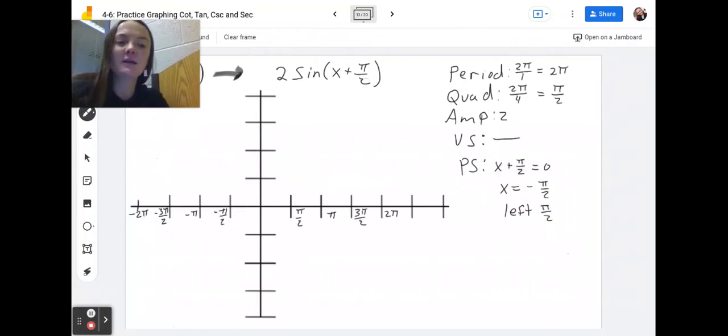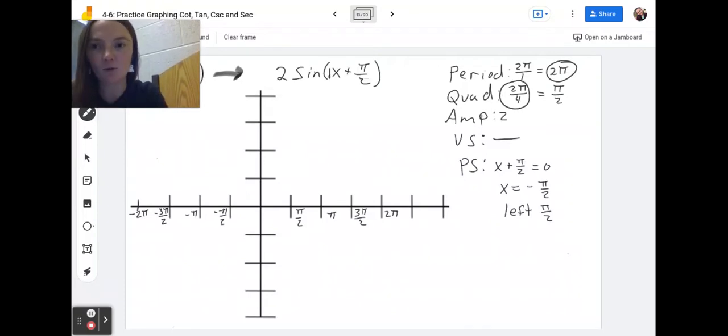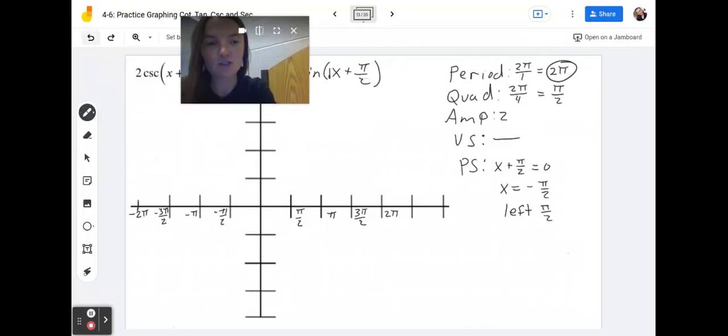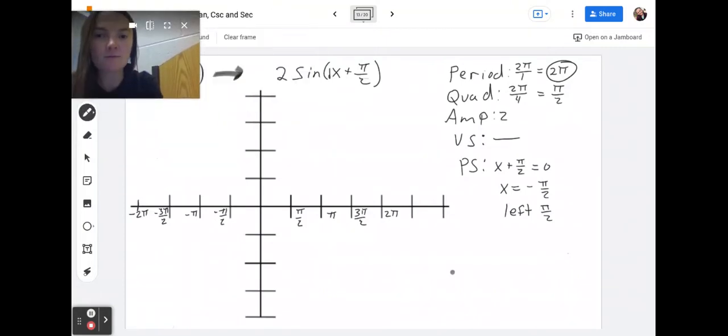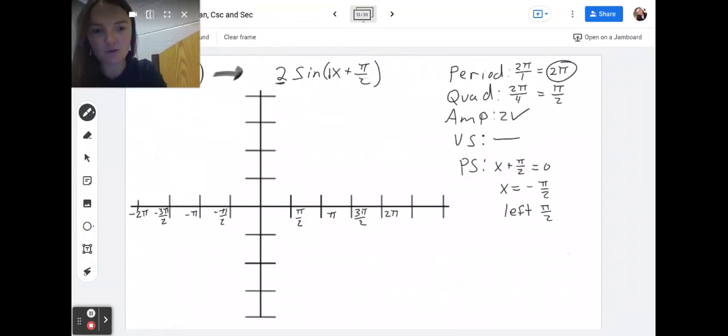Okay, taking a look here, we should get our period as 2 pi over 1, 1 being the b value in front of x, which means the period is 2 pi. If I take that value 2 pi and divide by 4, I'll get the quadrant. So our quadrant here should be pi over 2, or 2 pi over 4. The amplitude comes from the number up front, so our amplitude is 2. There is no vertical shift, and by algebra, we should get a phase shift of left pi over 2.